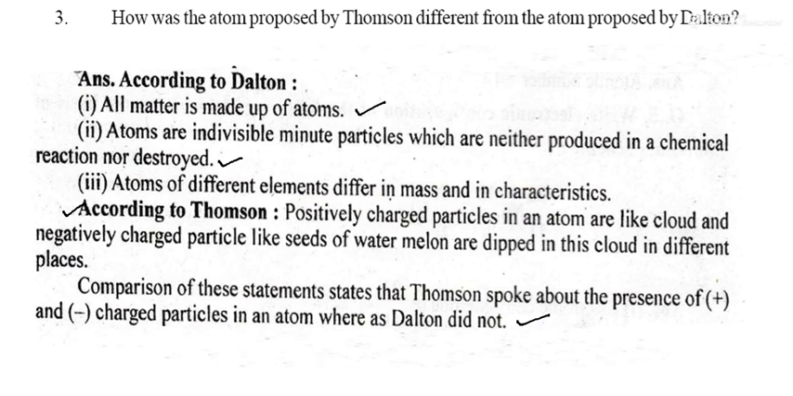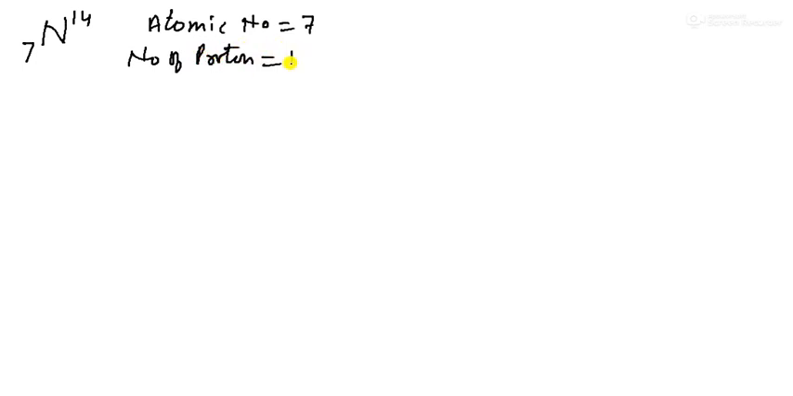Now we can see some other parts of this. Suppose you have nitrogen, written as 7 and 14. So the atomic number is given as 7. As you know, the number of protons is equal to the atomic number. So you can write it is 7. So the number of protons is 7.